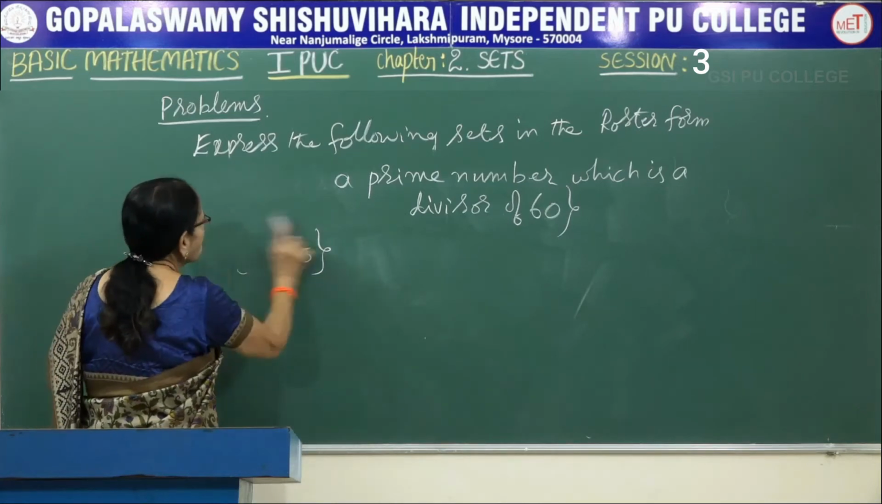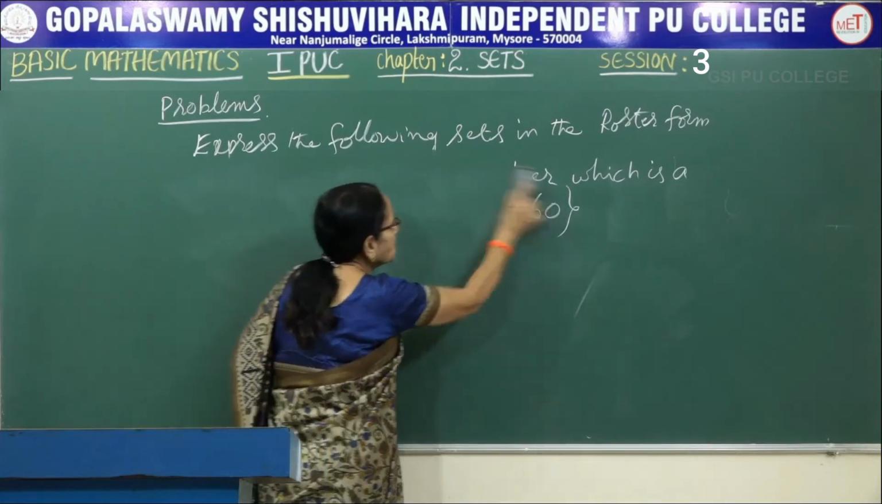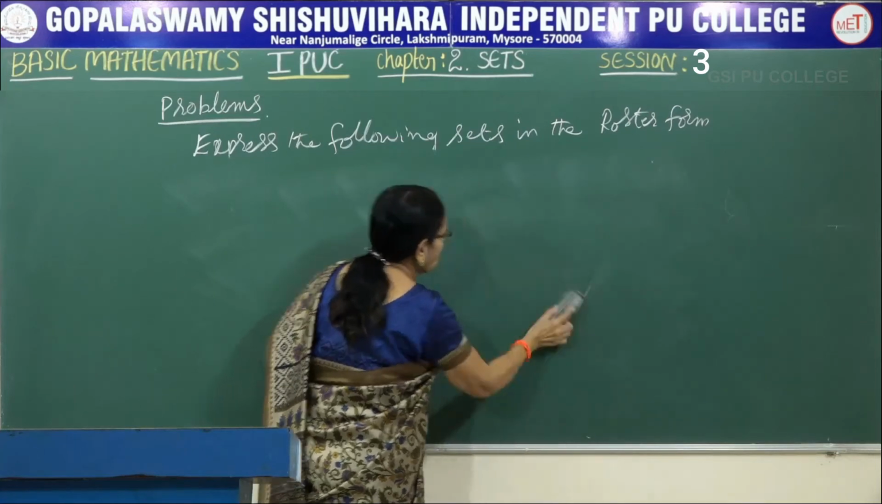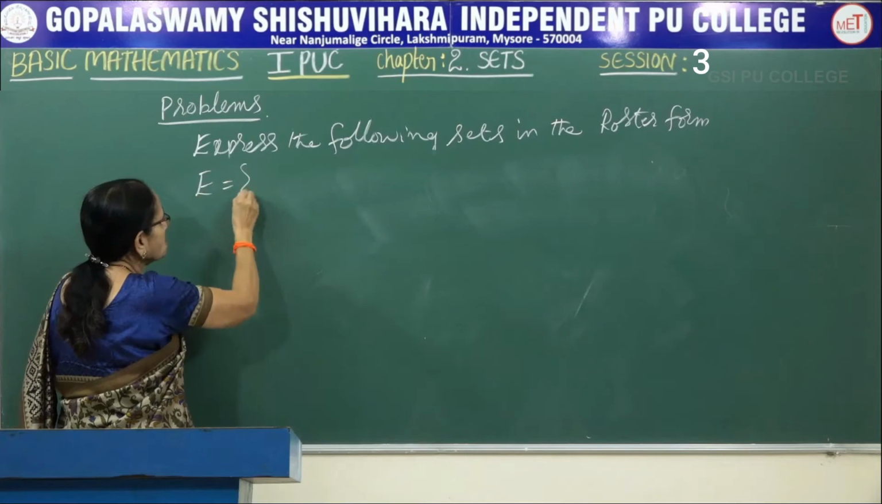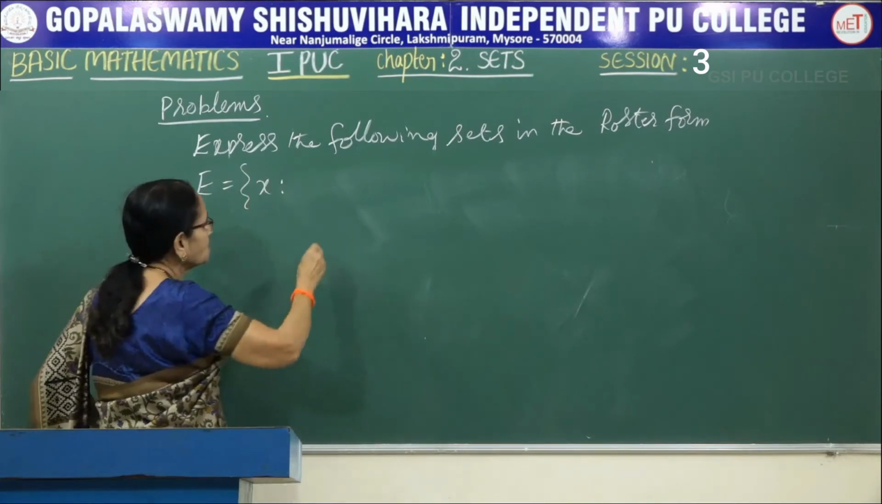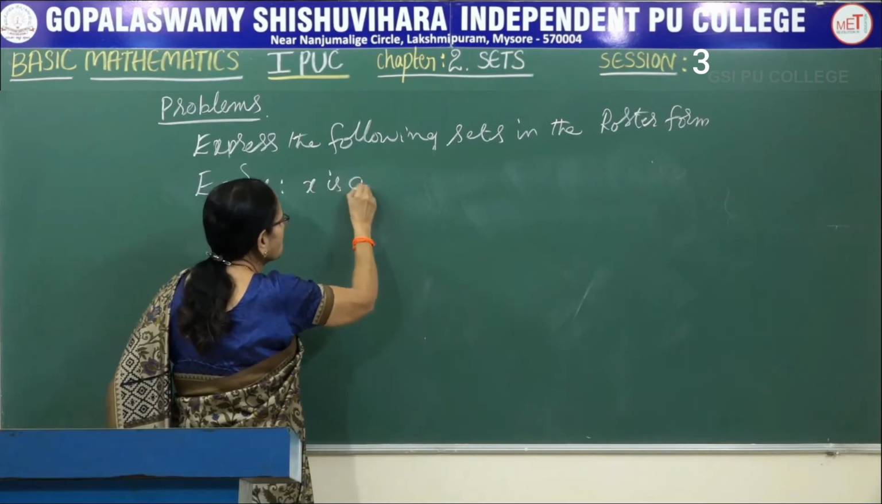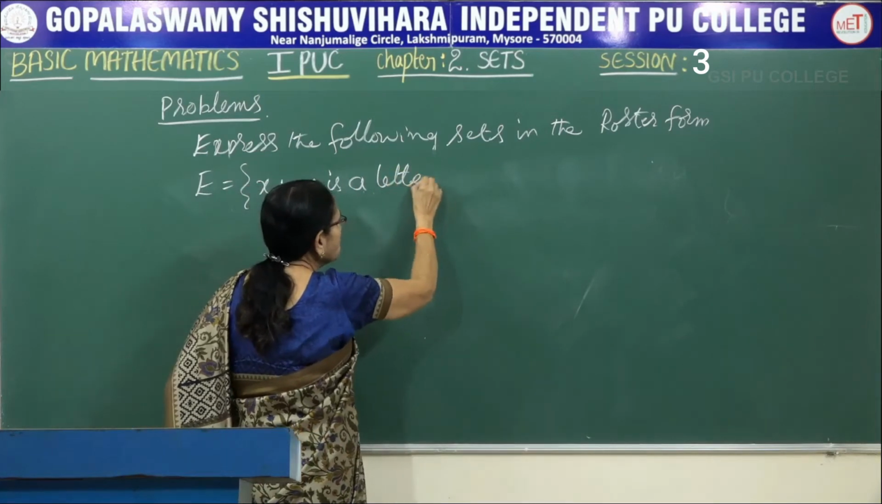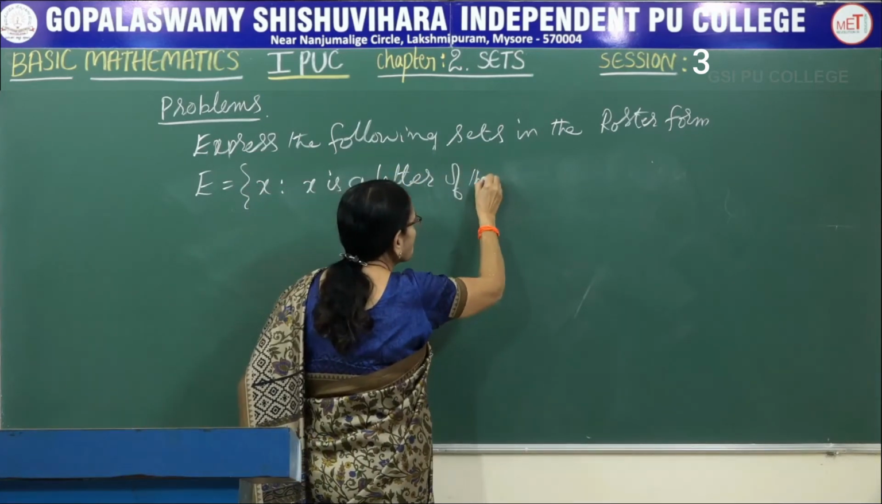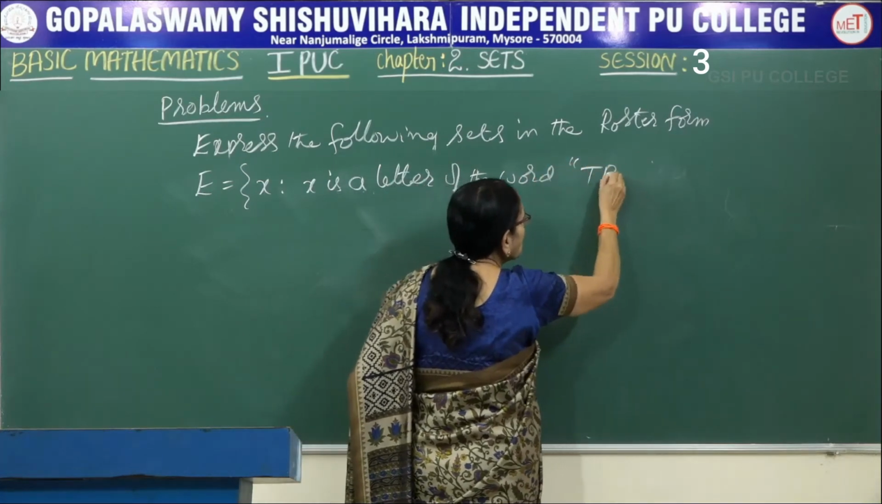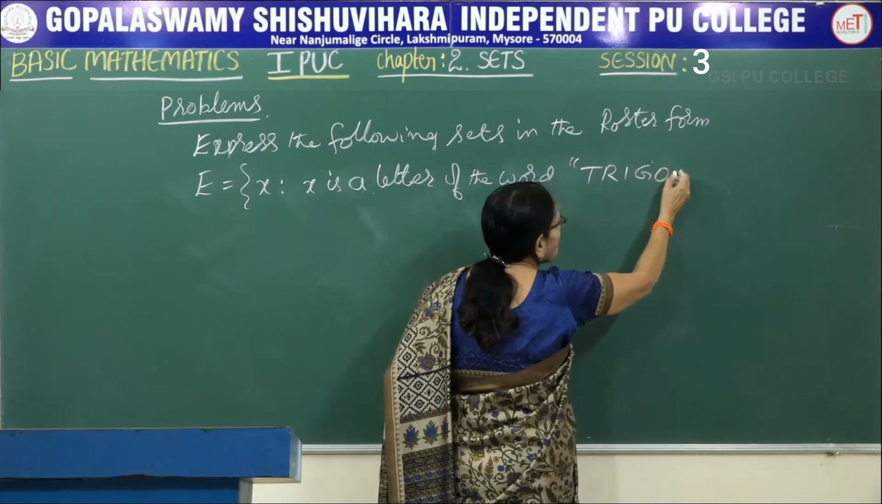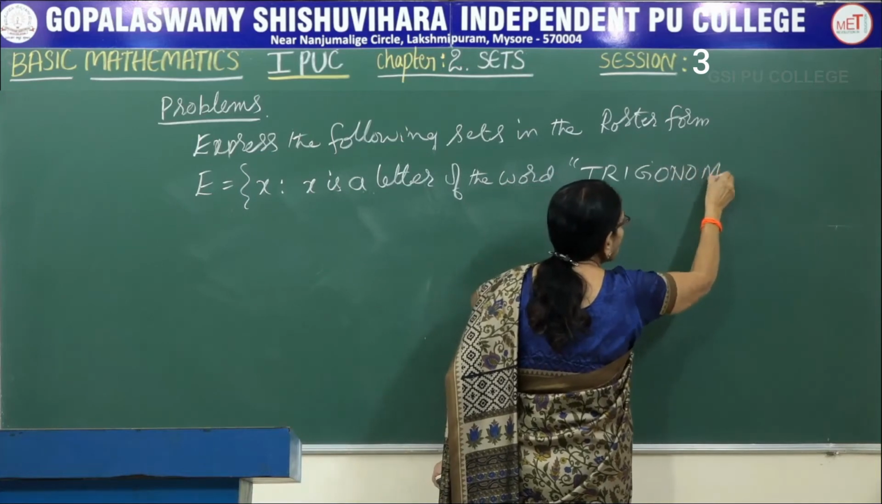Now let's move on to the next set. Here a different condition is given. The set E contains all x such that x is a letter of the word trigonometry.